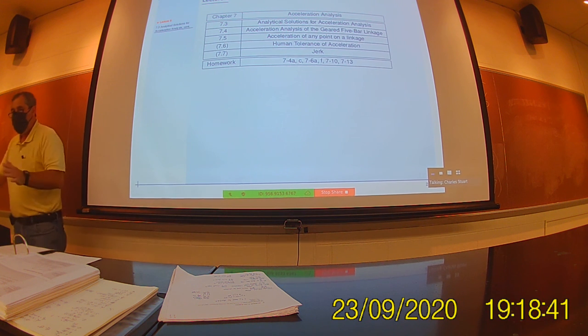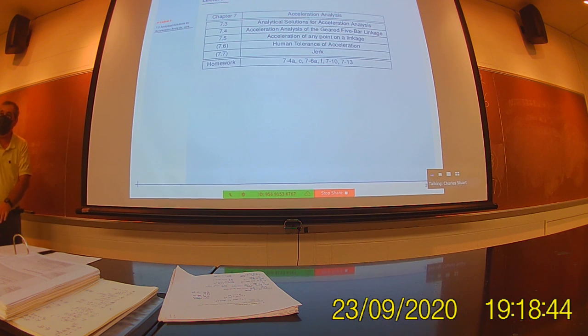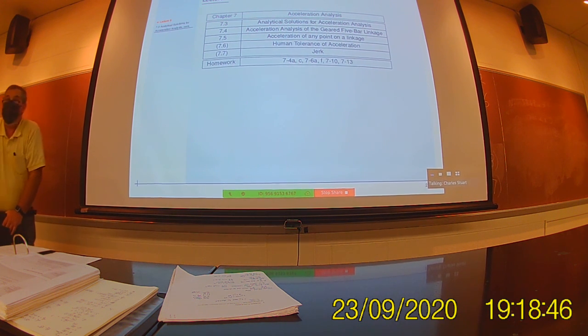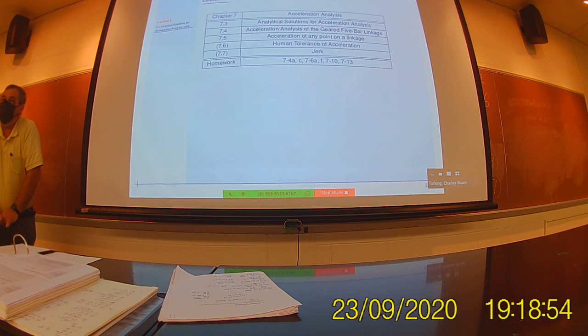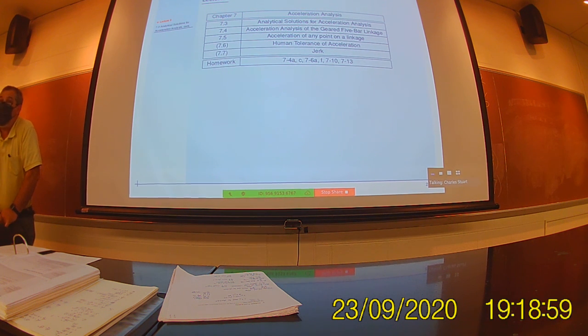So, tonight we're going to be covering sections 7.3, 7.4, and 7.5. Please note that I would like you to take a stab at reading through sections 7.6 and 7.7 on your own. I won't test you on the material in those sections, but I think you'll find it interesting. It talks about human tolerance for acceleration, which is kind of cool. And it talks about the next derivative of acceleration, which is called jerk. So those are worth having as concepts, at least in your head.